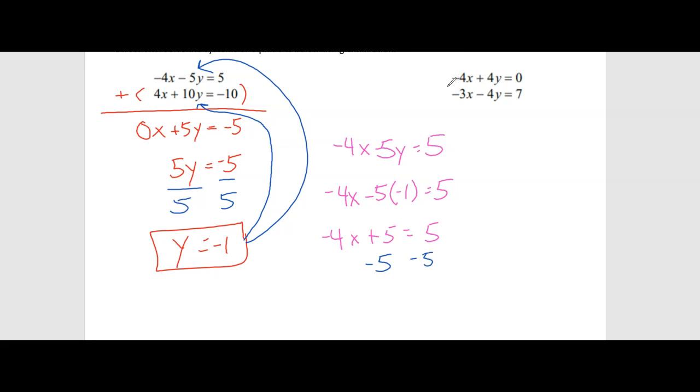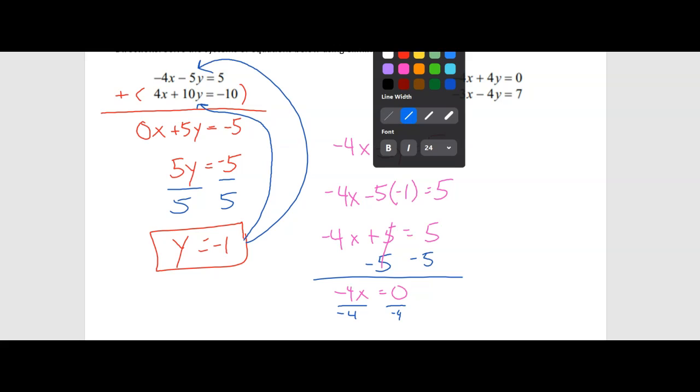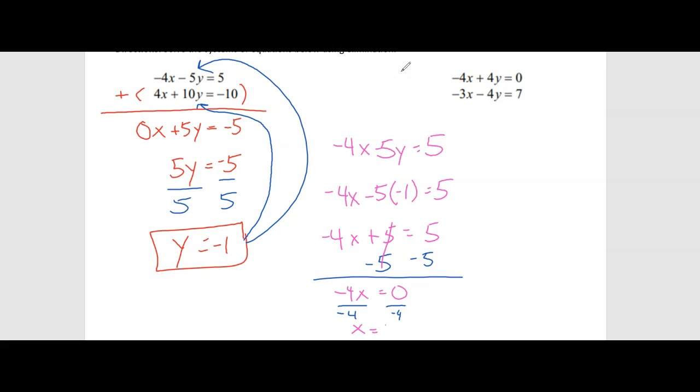Subtract 5 from both sides. I get negative 4x is equal to 0. And if I divide by negative 4, I get x is equal to 0. So x is equal to 0, y is equal to negative 1. That is the solution to this system of equations. Pretty easy, pretty straightforward. Again, if you had tried to solve this using substitution, it would have taken you a lot longer and you would have been more prone to make a mistake.